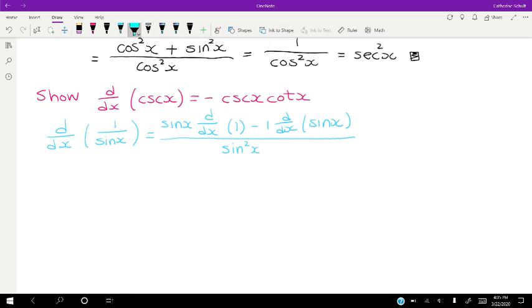Okay, well, what's the derivative of a constant? It's just 0. So that first term is just going to go away. Sine times 0 is 0. And what's the derivative of sine?